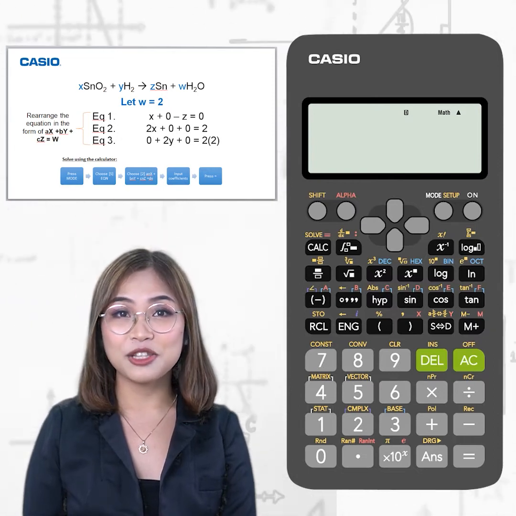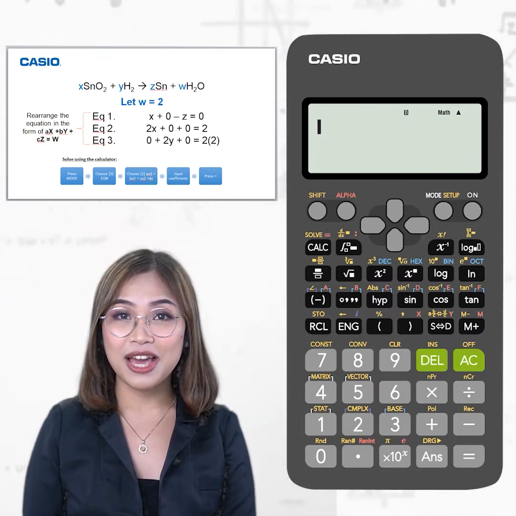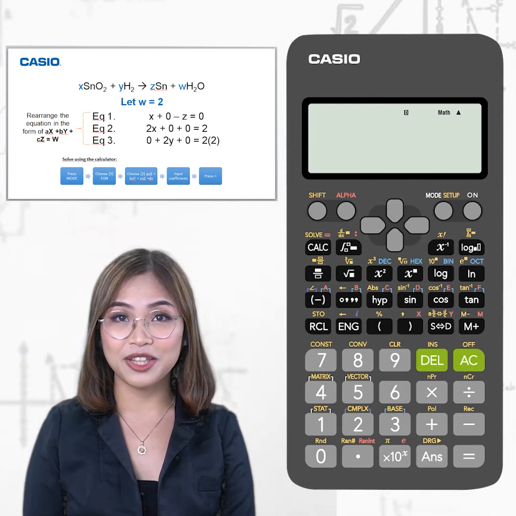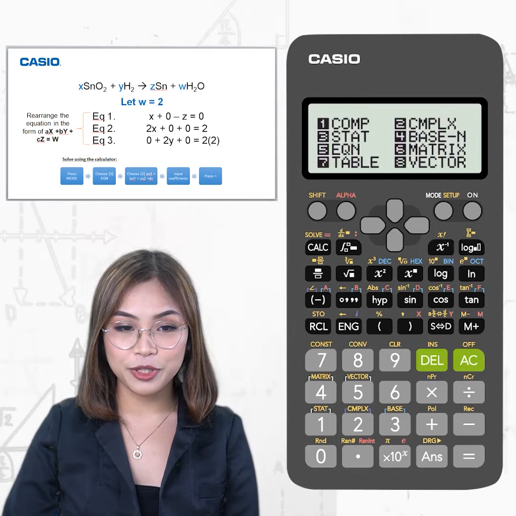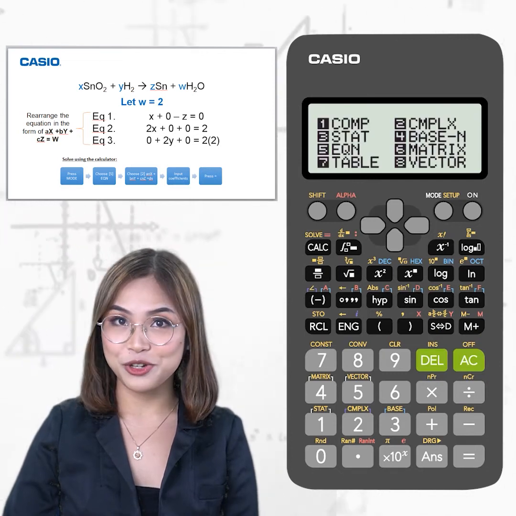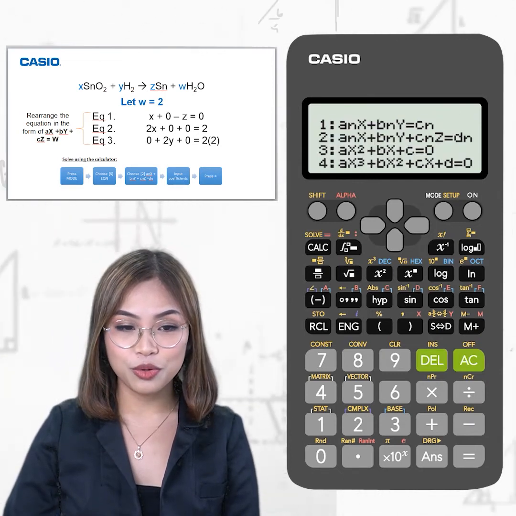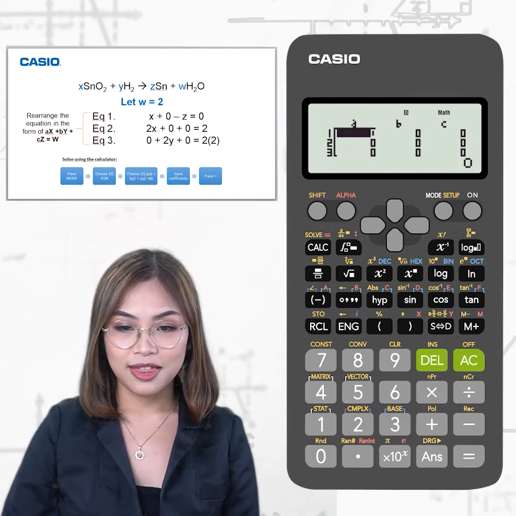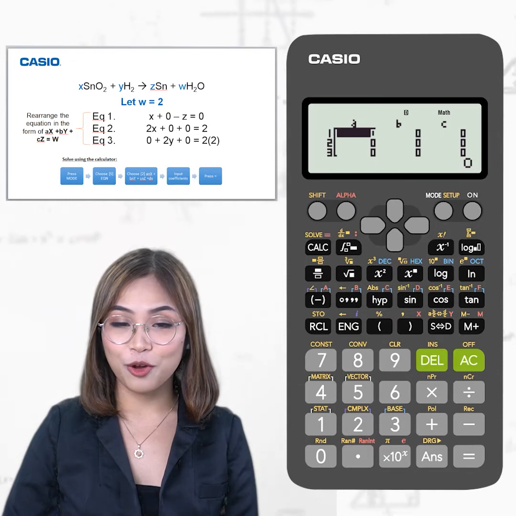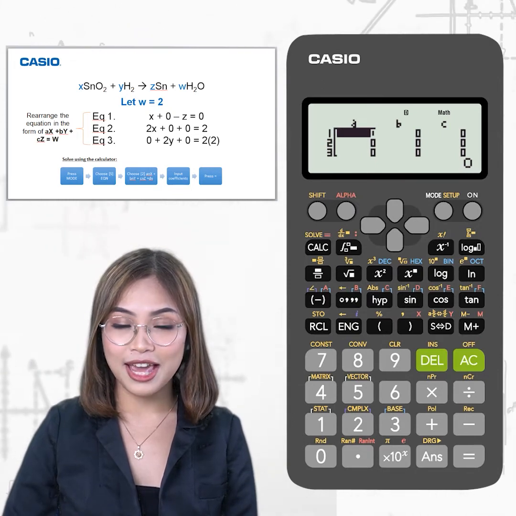This becomes easily solvable using our Casio fx-570ES Plus 2nd edition. So, let's do it in our calculator. First, press Mode and then choose 5 Equation. Next, choose 2, ax plus by plus cz equals d. Then, we have to input the coefficients of our three equations.